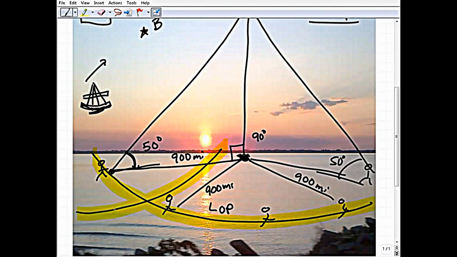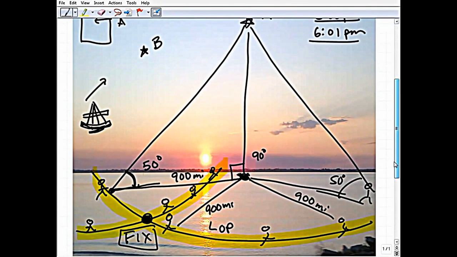So now I have two lines of position. I can be seeing star B somewhere along this circle at 6:02. So you can see where the two lines, or the two circles, are crossing seems to be the obvious place where I'm going to be, right? And that is called a fix in navigation terms, F-I-X, a fix. That's your position based upon your navigation efforts. So that's the basics of celestial navigation.